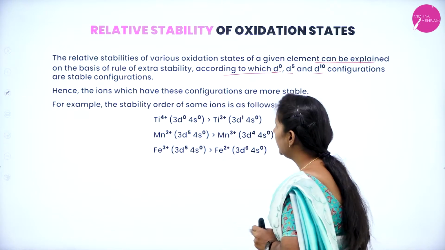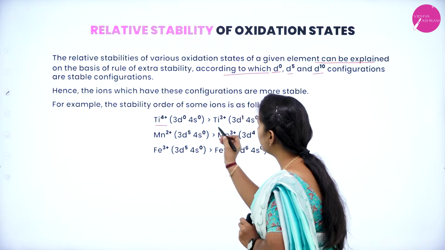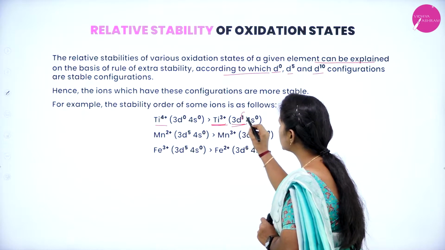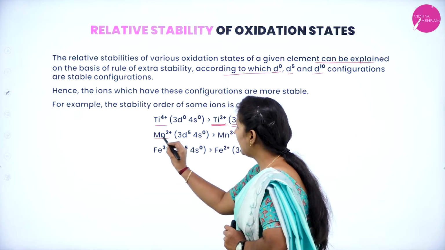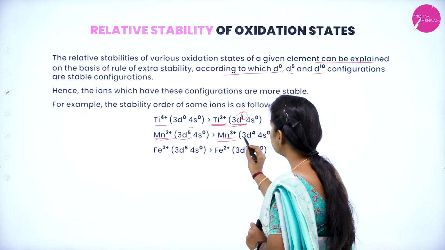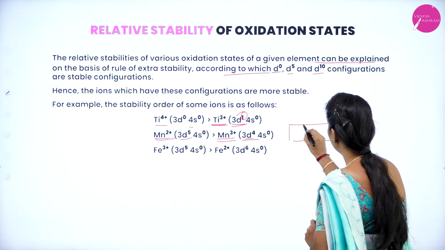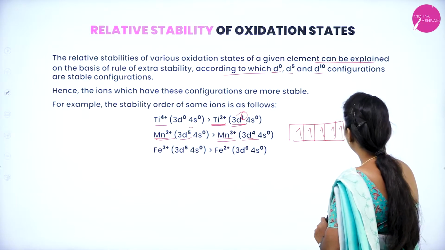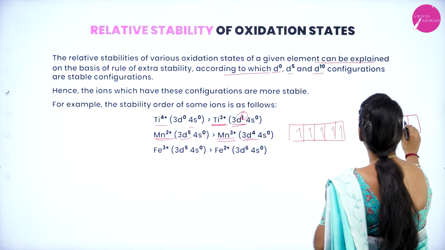You can see here, in the case of titanium, titanium 4+ is more stable than titanium 3+, because Ti3+ has a 3d1 configuration, which consists of 1 unpaired electron. And you can see that manganese 2+ consists of 3d5, whereas manganese 3+ consists of 4 unpaired electrons. If you write the 3d for manganese 2+, it becomes 1, 2, 3, 4 and 5. Whereas for manganese 3+, it becomes 1, 2, 3, 4.